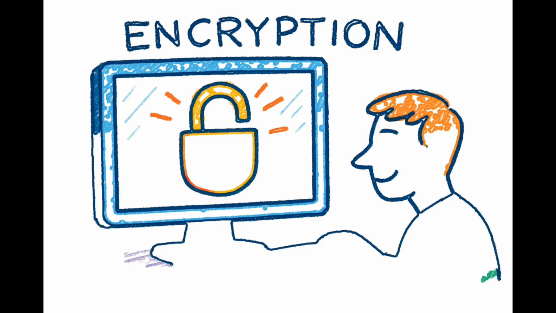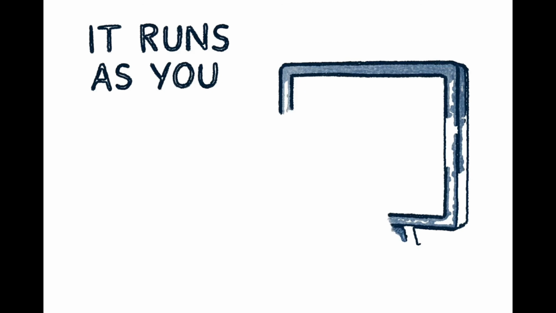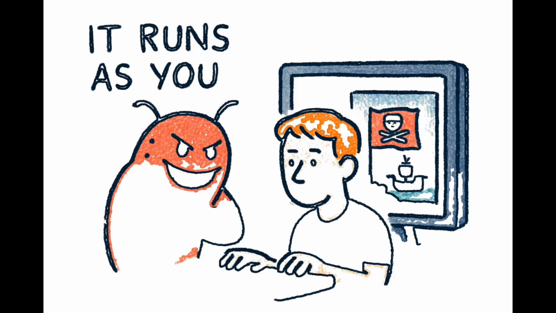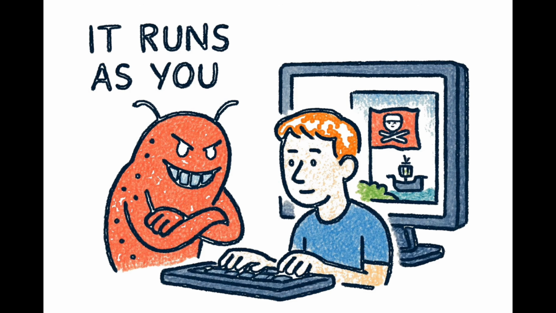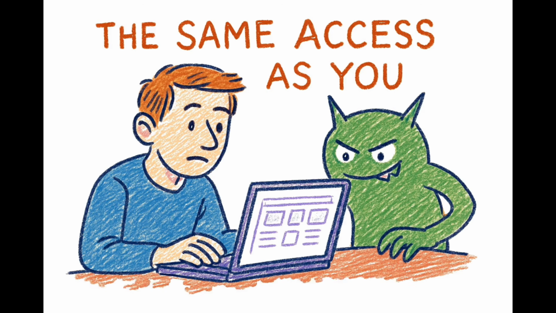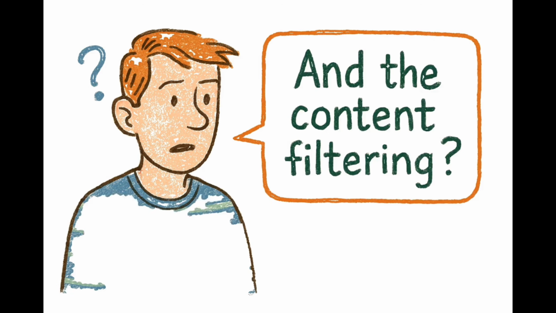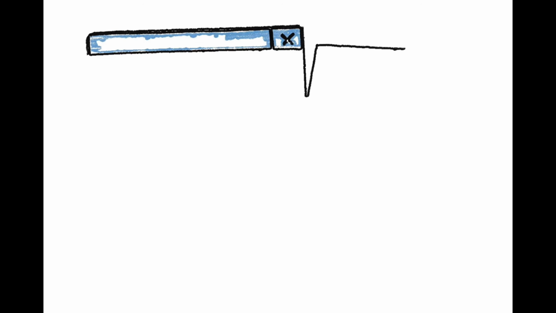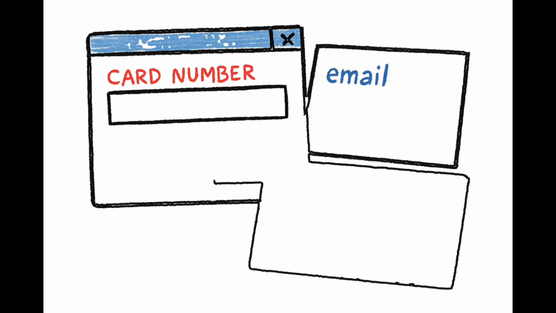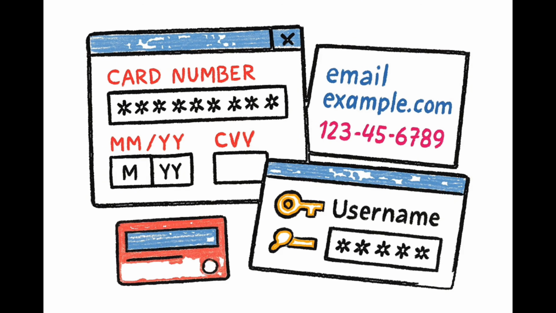Here's why. Encryption only protects data when your computer is locked, but when you're using your PC, you unlock the vault. If malware is present during that window, hiding in a pirated game, a phishing email, anything, it runs as you. That malware has the same access you do. If you can view your Recall history, so can the malware. And the content filtering? Users are already reporting failures. Screenshots of credit card forms, emails with social security numbers, password managers showing credentials, all captured despite the filter.